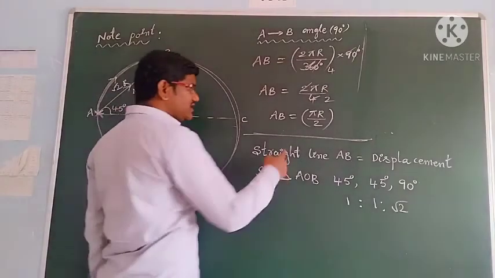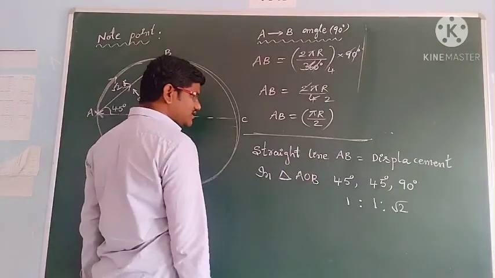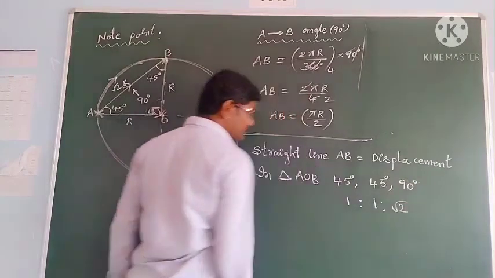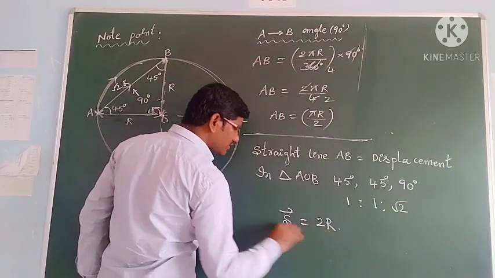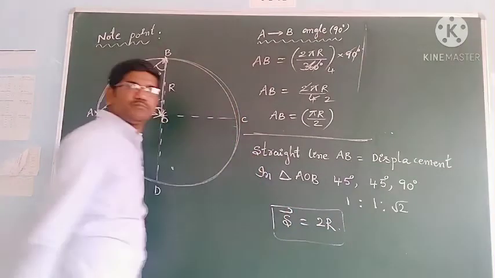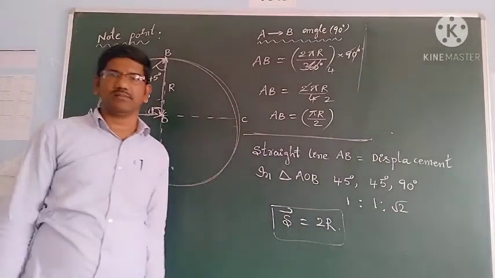So the straight line displacement S bar is equal to √2 R. If they give the radius R, we can substitute the radius R.